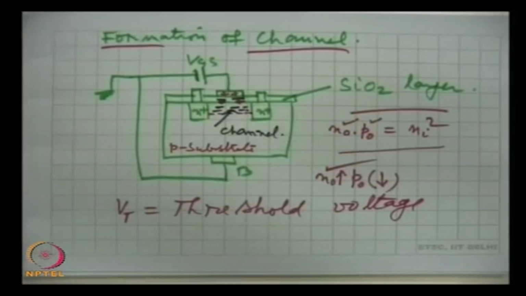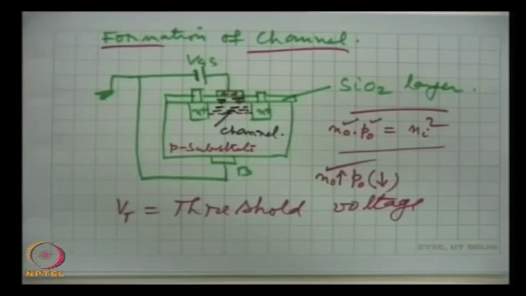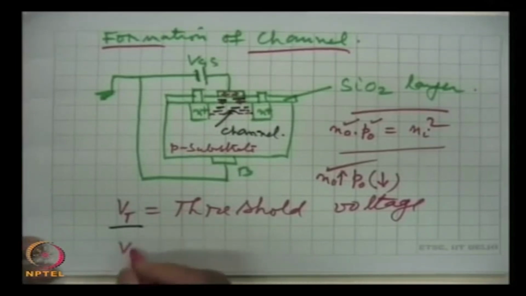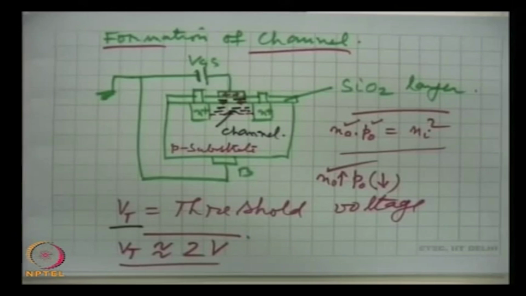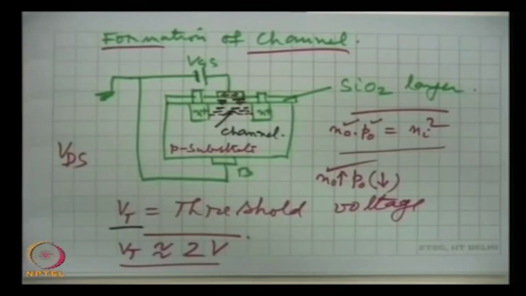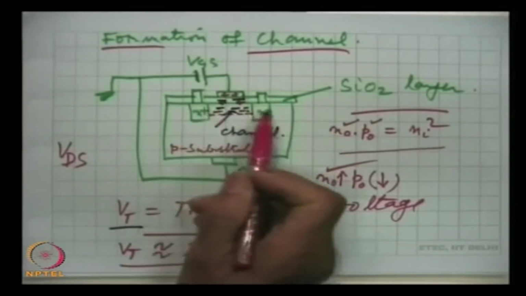If we remove the voltage, the channel disappears. So this device is operated only at voltages in excess of Vt, the threshold voltage, and for current devices Vt is normally around 2 volts. So the gate voltage has to be positive and more than 2 volts, only then will the channel be formed. Once the channel is formed, we apply VDS, the drain-source voltage, and the current will flow, because now there is connectivity between source and drain through the channel.